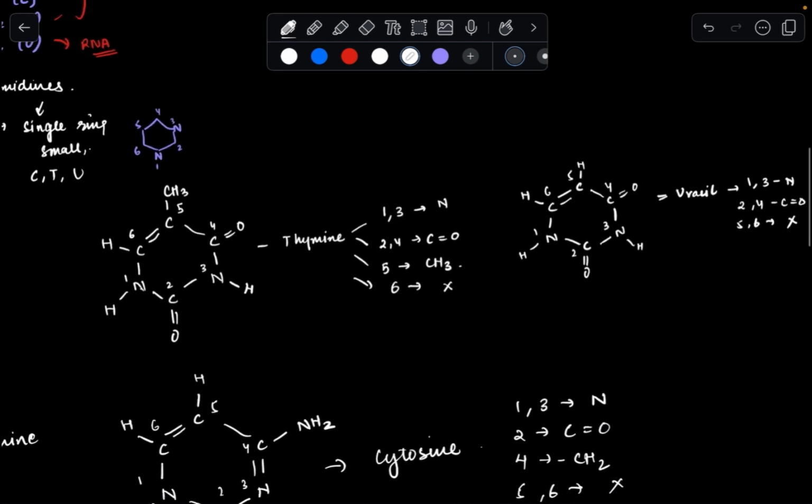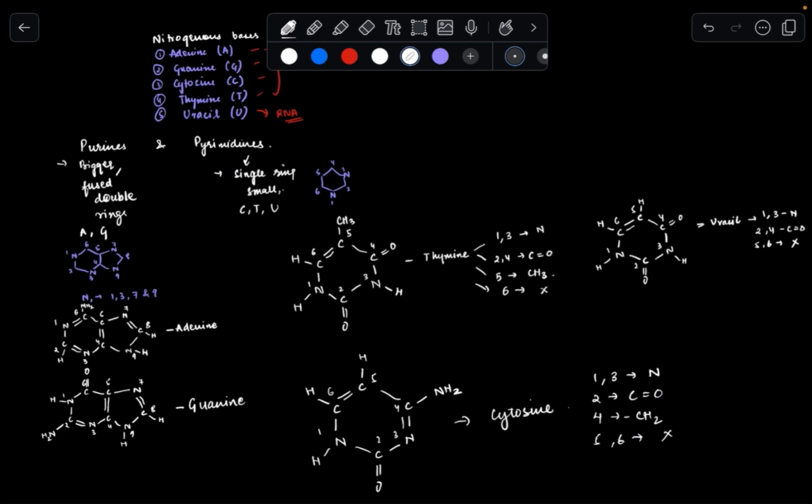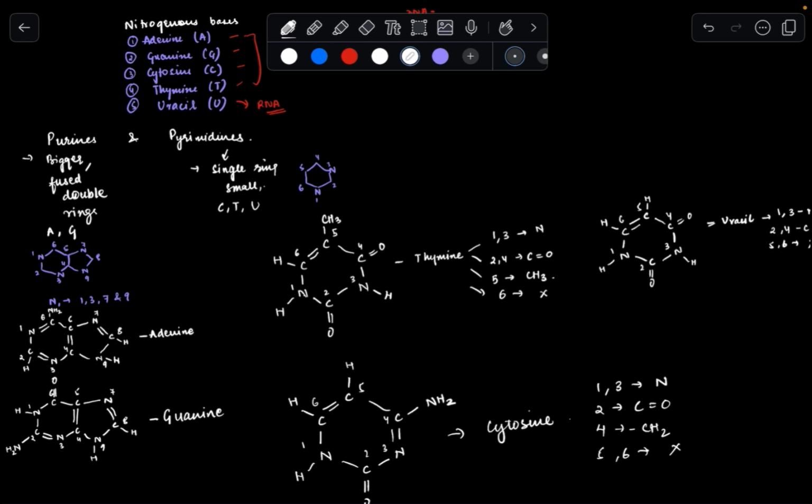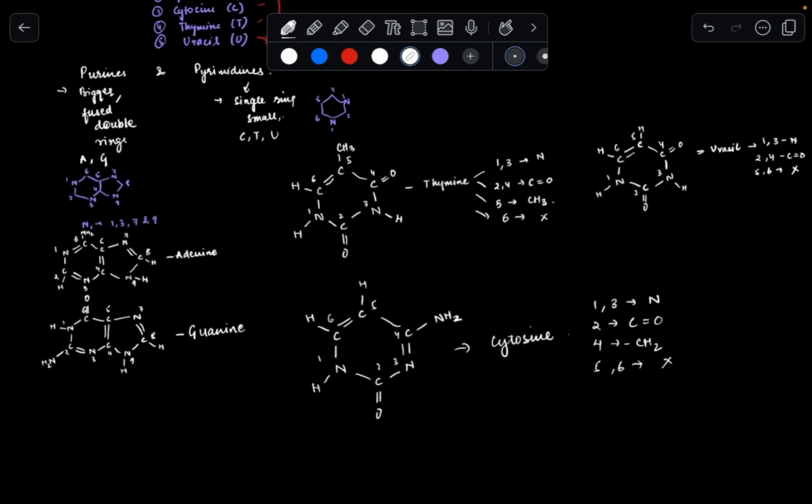So just look at the structures more closely and see that thymine and uracil have structural similarities. That's why thymine is replaced by uracil in RNA. Thymine has this methyl group at the 5th position, but uracil does not have this methyl group. Otherwise the structure is the same. The cytosine has a little bit different structure. It has an NH2 amine group at the 4th position instead of the oxygen, while otherwise it has the same.